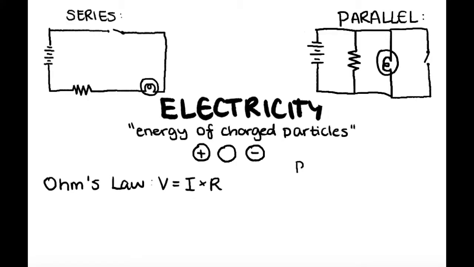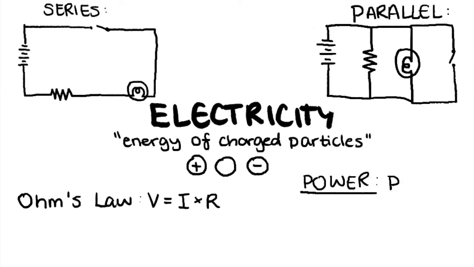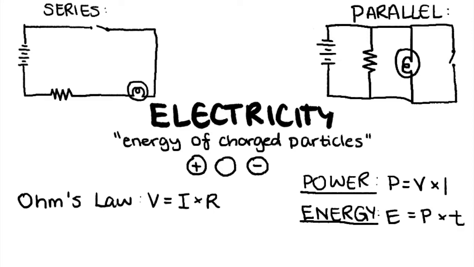There are two more important formulas to keep in mind. Power, or the amount of electrical energy used to change into other forms per second, can be calculated using P equals V times I. Energy, the amount of electrical energy used by a device during a period of time, can be calculated using E equals P times T. And that's all for electricity in Science 9.